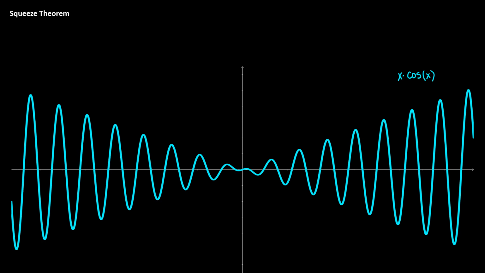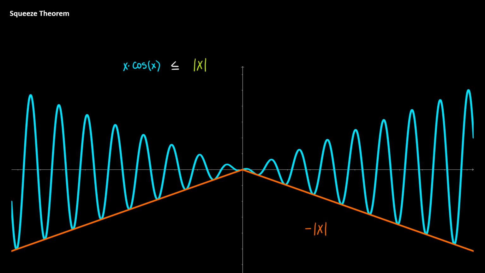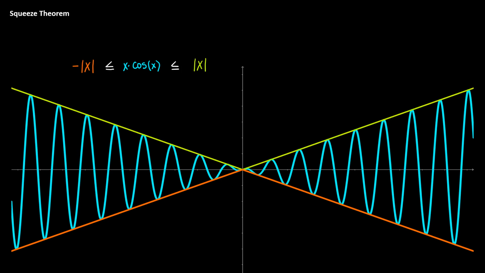X cosine x is on the screen. The squeeze theorem requires us to find a function that's always above our function and a function that's always below our function. So we'll pick something like the absolute value of x to be the function always above, which means x cosine x is always less than or equal to the absolute value of x. And we can pick negative absolute value of x to illustrate a function that's always below. So we can say something like negative absolute value of x is always less than or equal to x cosine x. And we create this string of inequalities showing that our function, x cosine x, is being squeezed between two other functions.